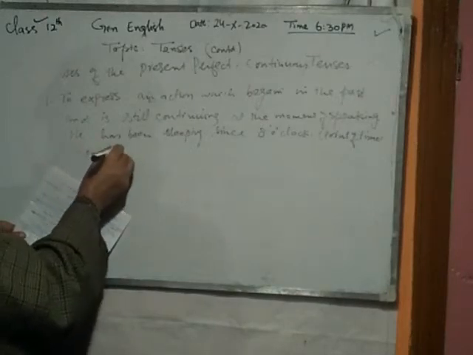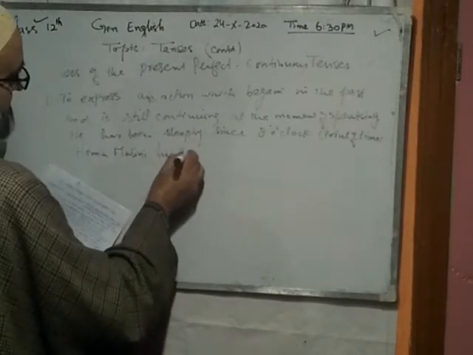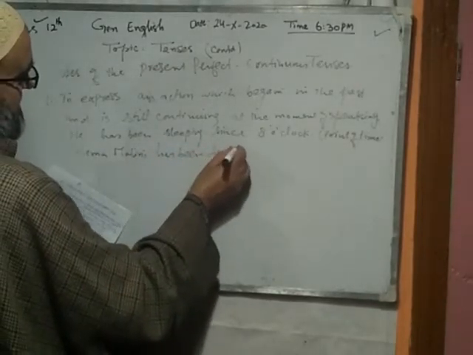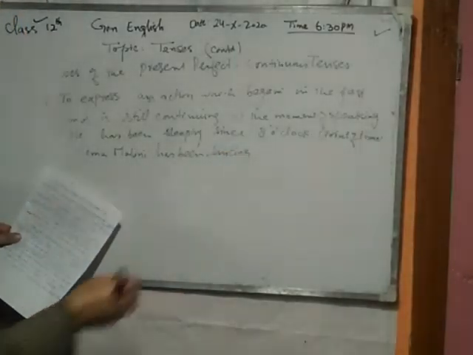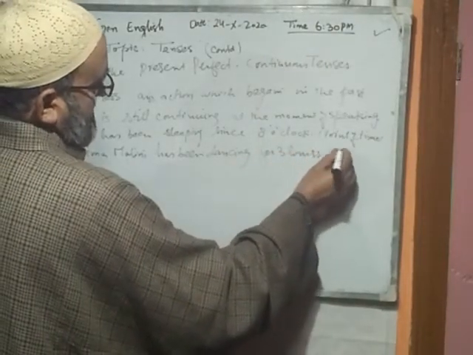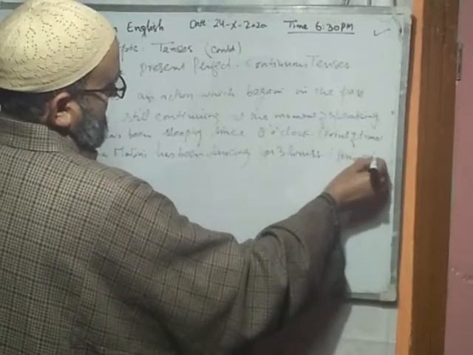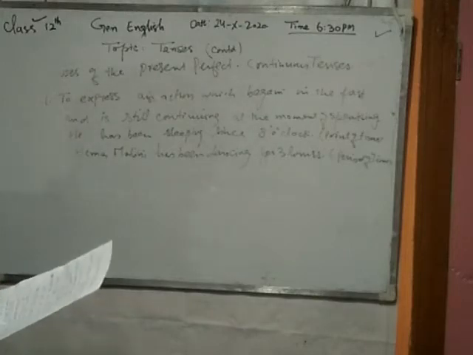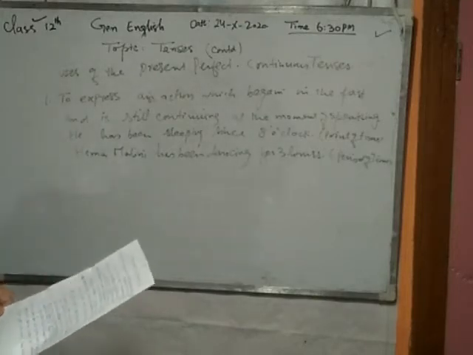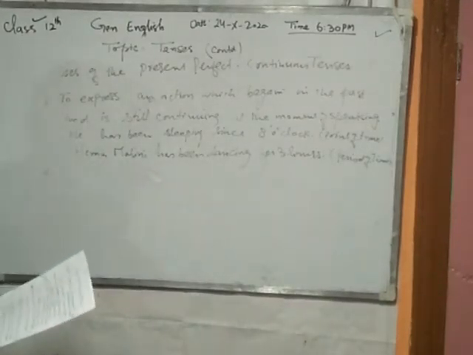Next, Hema Malini has been dancing for 3 hours. Yes, for we use for a period of time. Period of time. Likewise, you can add many sentences. I have been playing tennis since I was 6 years old.